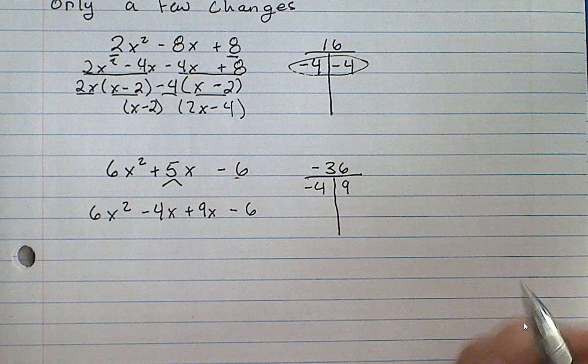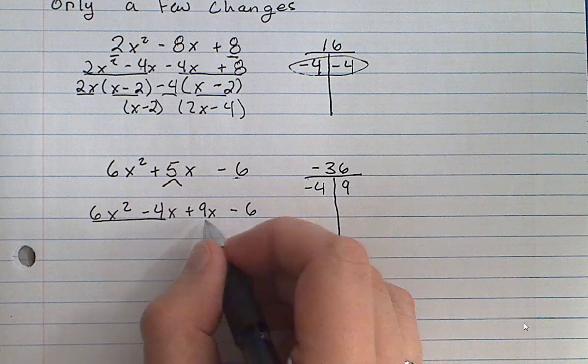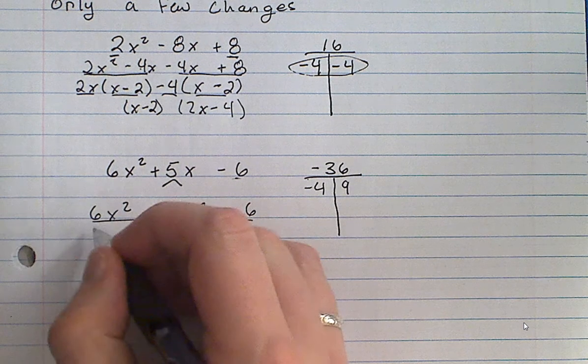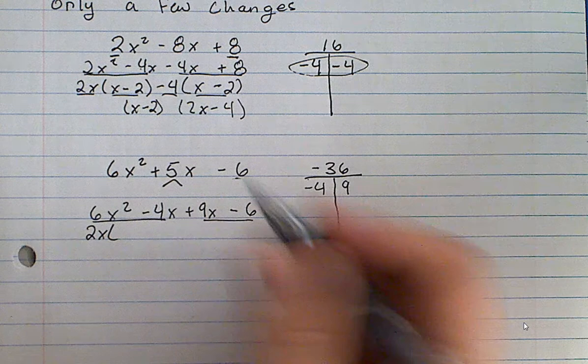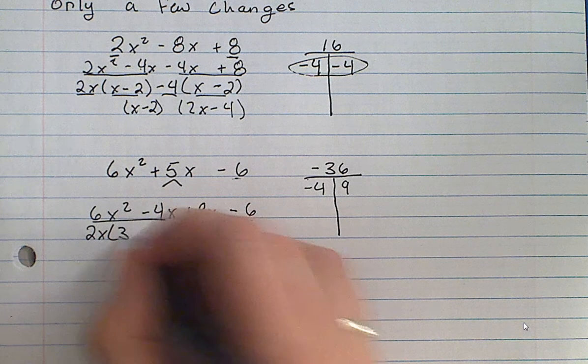Alright. So you're going to do first two and last two here. They both have 2x, and then that's going to be left behind. 6 divided by 2 is 3. X squared divided by x is x.